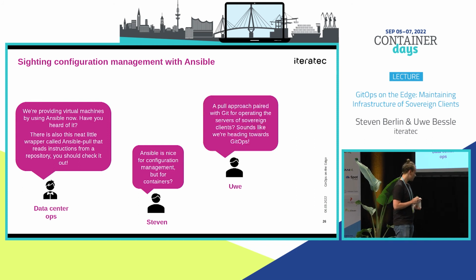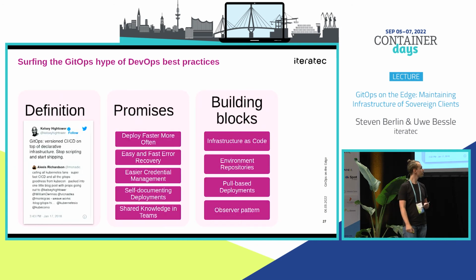Uwe thought, okay, when we are now talking about Ansible and also a wrapper that is included in Ansible called Ansible Pull, which is addressing the fact that you can pull a repository to get instructions for the playbook that you want to run with Ansible. Maybe we're heading towards GitOps, and that's just the start of the journey.